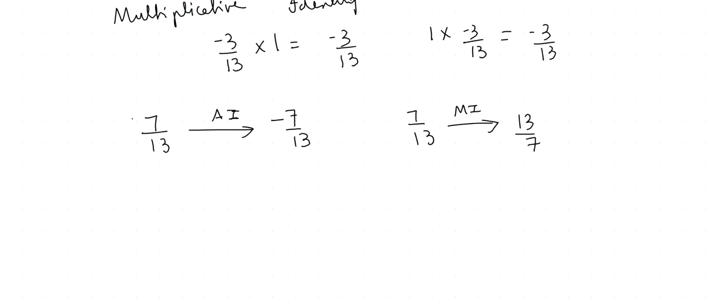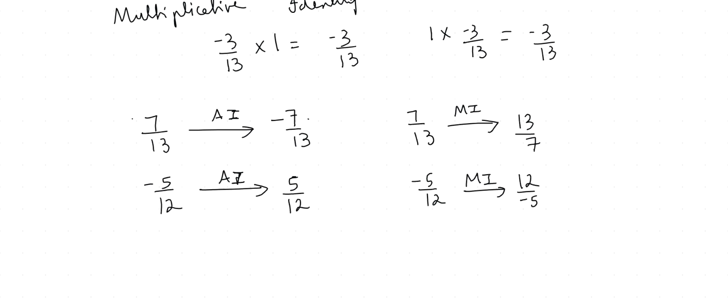Suppose I have minus 5 by 12. Its additive inverse will be plus 5 by 12, or simply 5 by 12. If I don't mention anything, it's understood to be plus. And what is the multiplicative inverse of minus 5 by 12? Multiplicative inverse means reciprocal, right? The 12 will go up and the minus 5 will come down, or in the standard form, minus 12 over 5. In the standard form, we always keep the denominator positive. So this you need to keep in mind.